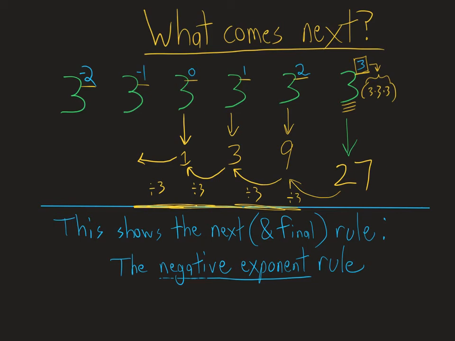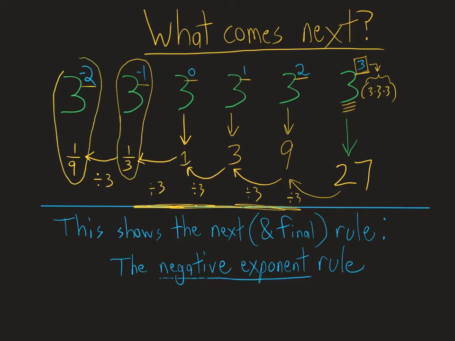So what's 1 divided by 3? Hopefully you said 1/3. And then what's that if you divide it by 3 again? 1/3 divided by 3 ends up as 1/9. So the question is, do you guys see the connection? 3 to the negative 1 is the same as 1/3. 3 to the negative 2 is the same as 1/9. Okay, and this shows our final rule, the negative exponent rule.